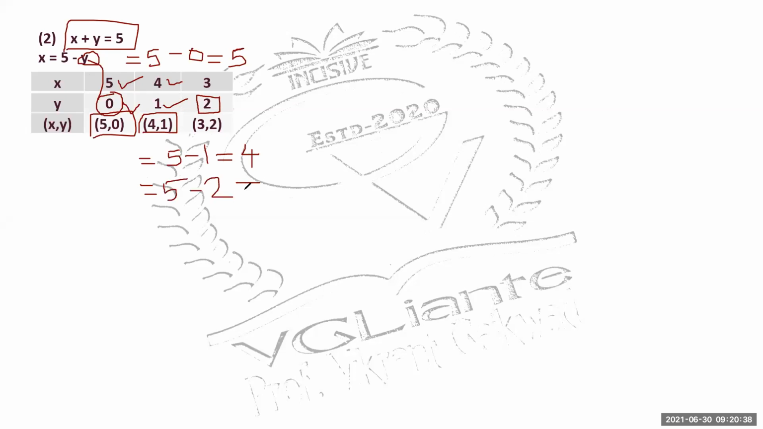So 5 minus 2 is equal to 2. So the points are 3 comma 2. We got all the 3 points that need to be plotted. Understood? Now we'll move to the second equation.